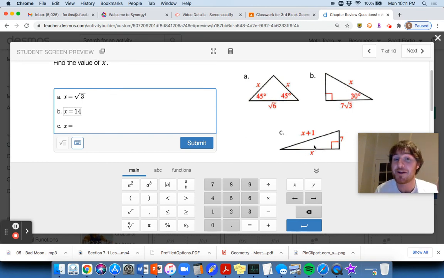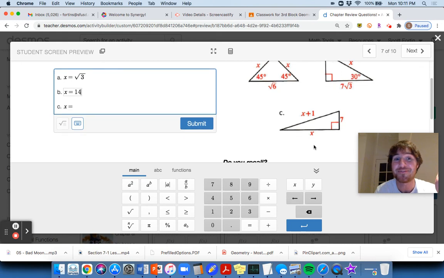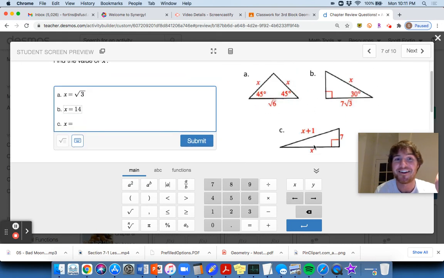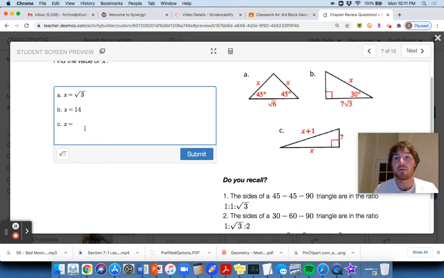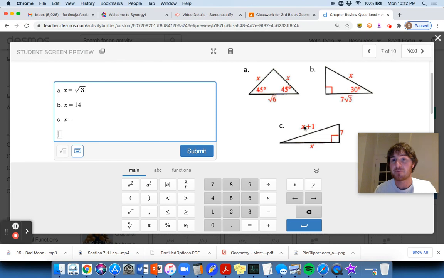Okay, last one, this one right here. I'm going to have to do this elsewhere to type it out to make sure it works here. This just looks like a Pythagorean theorem problem. So here, what I'd have to do in this one, maybe I'll type it out for you guys here, is this: 7 squared plus x squared equals x plus 1 squared.